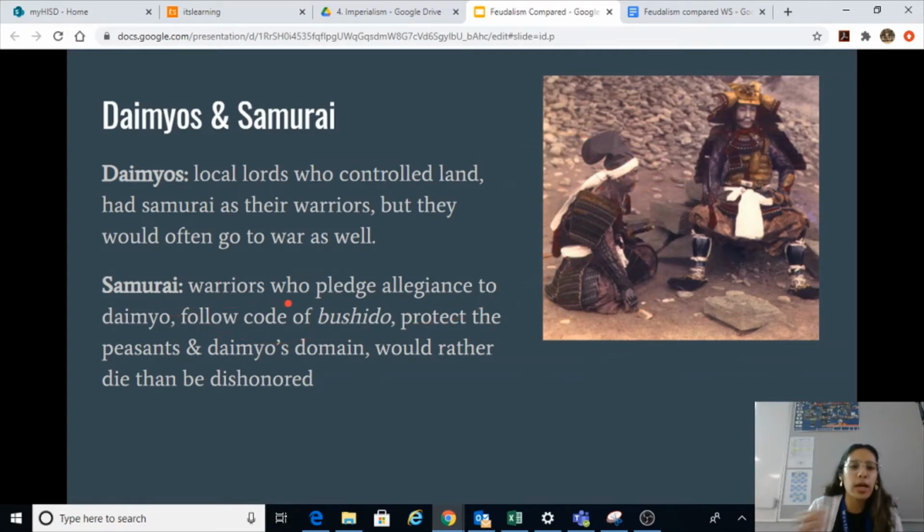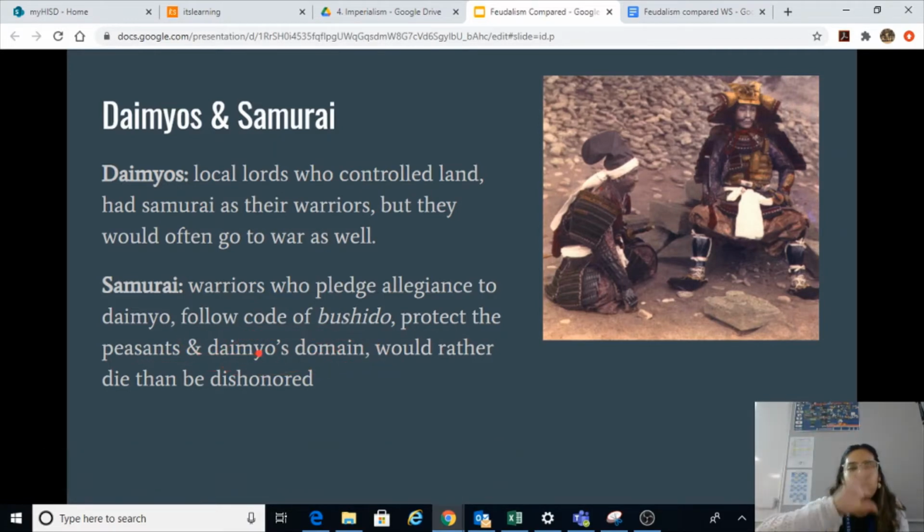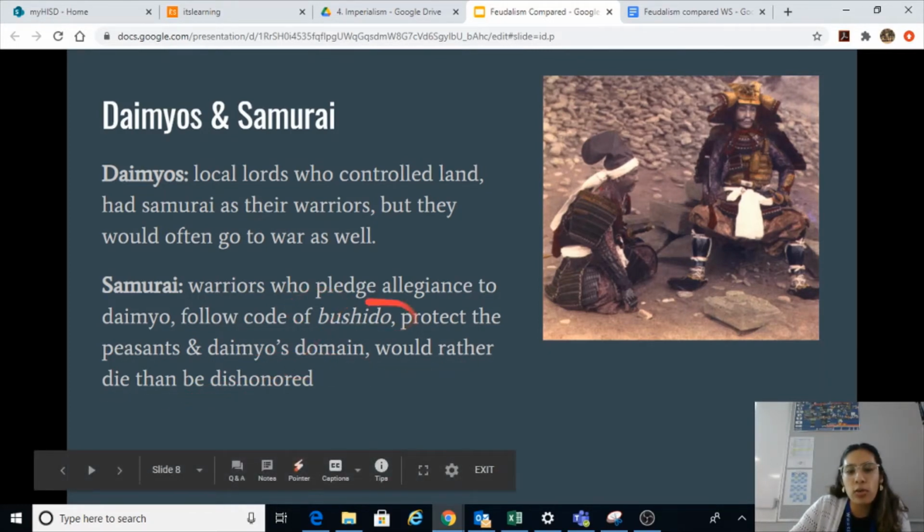And then our samurais are going to be our warriors who are going to pledge allegiance to the daimyo. And they're going to follow this code of honor known as Bushido. And they're going to protect peasants and the daimyo's domain, which is the daimyo's tract of land. And they take this code of Bushido very seriously. They would rather die than be dishonored.